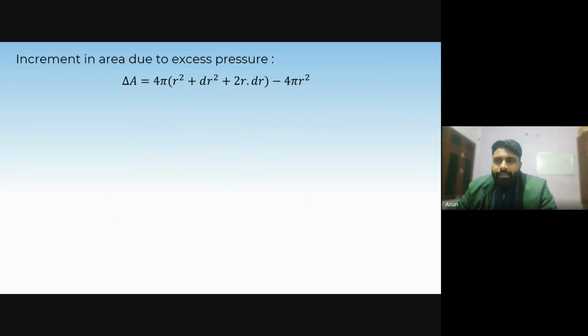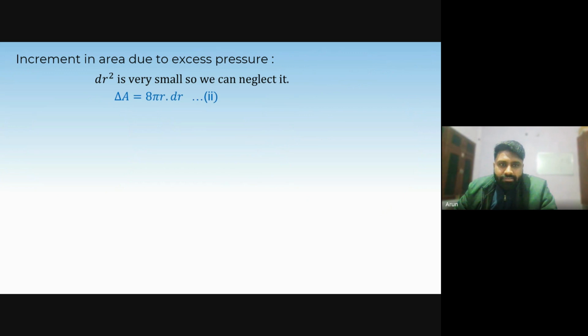The formula of (a plus b) whole square is a square plus b square plus 2ab. Now this dr is very small and you are taking its square, so it becomes very, very small. So we can neglect this dr square and only consider the remaining terms, 8 pi r dr. So the final change in area is 8 pi r dr. From this equation, P into 4 pi r square dr equals S into 8 pi r dr.